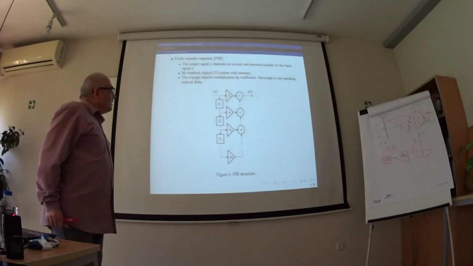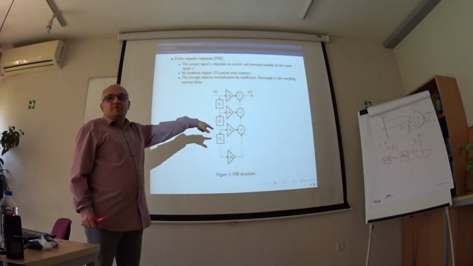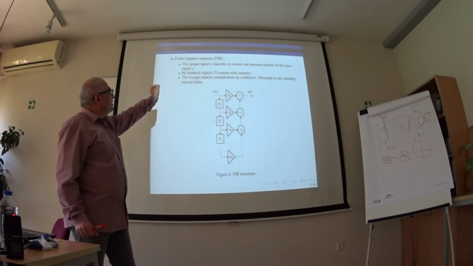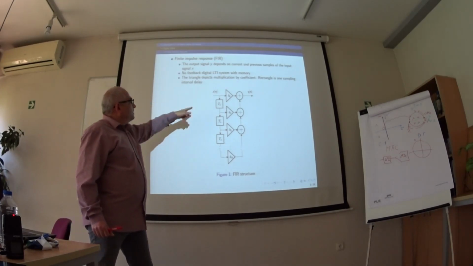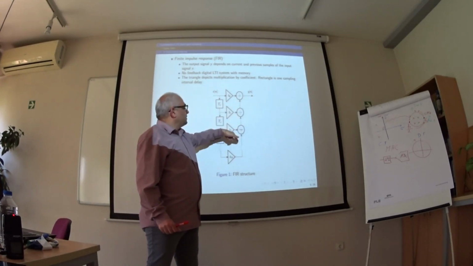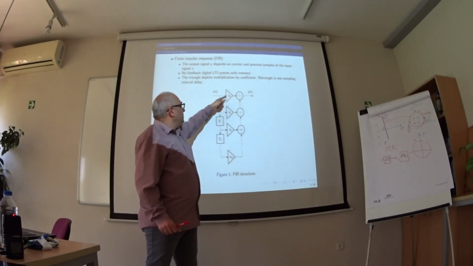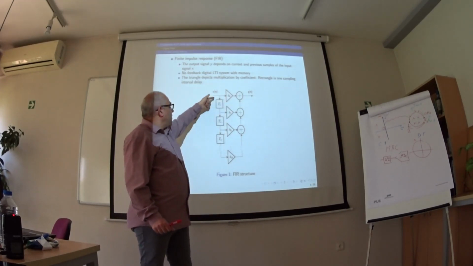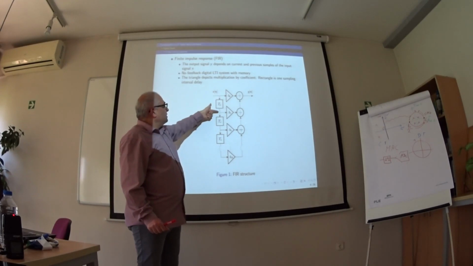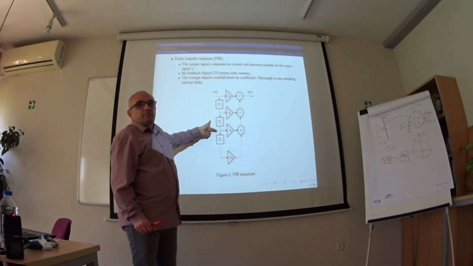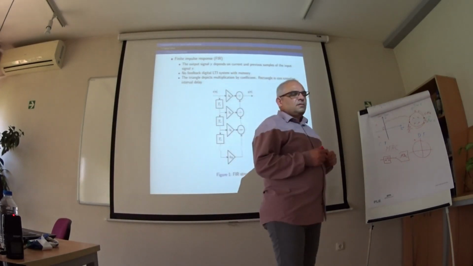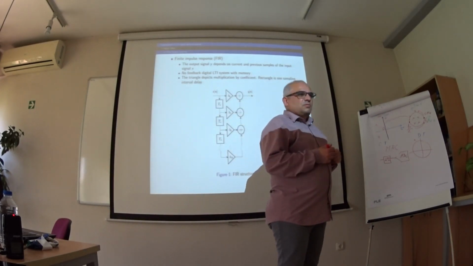Okay. This is our first very simple structure. FIR, finite impulse response. Here is our input signal, here is output signal. We have summation, we have multiplication by coefficients, and we have a delay line. Here is the current sample, here is the previous sample, here is the previous, and so on. Very, very easy to be written in C language.